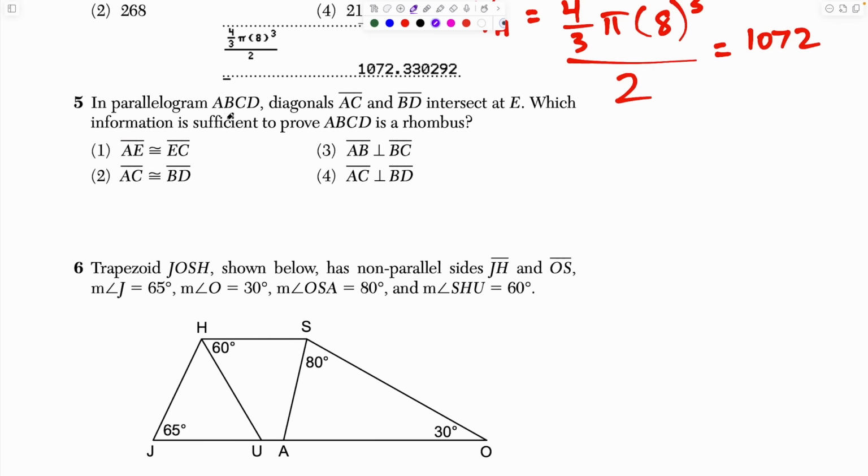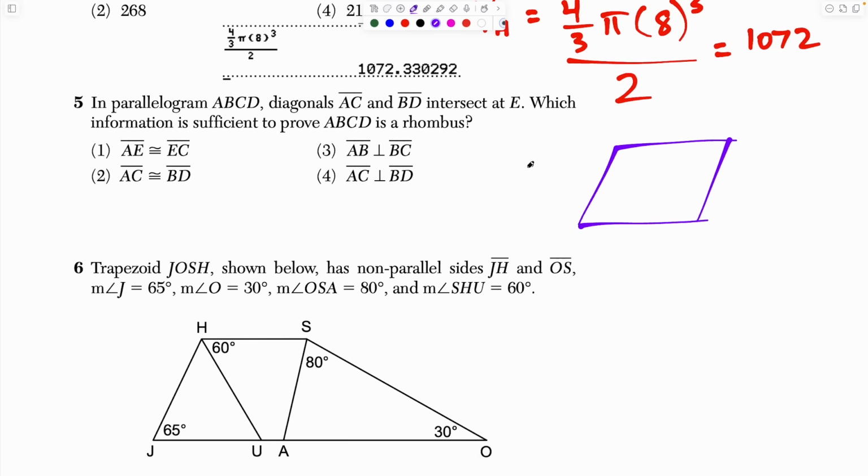Question 5, in parallelogram ABCD, diagonals AC and BD intersect at E. Which information is sufficient to prove ABCD is a rhombus? So for this one, let's start off by drawing out the parallelogram, but we want this to upgrade to a rhombus. So I'm just going to go ahead and draw a rhombus, which is a parallelogram with 4 sides equal. Okay, so we have 1, 2, 3, 4 sides that are equal, and this would make a rhombus.